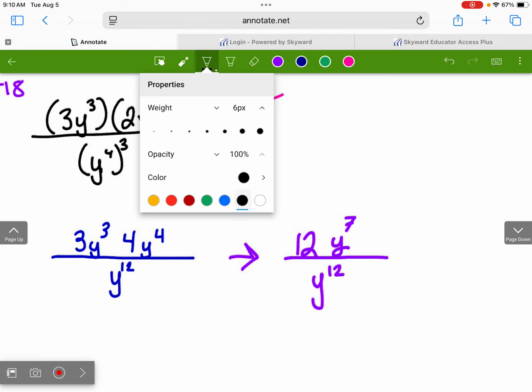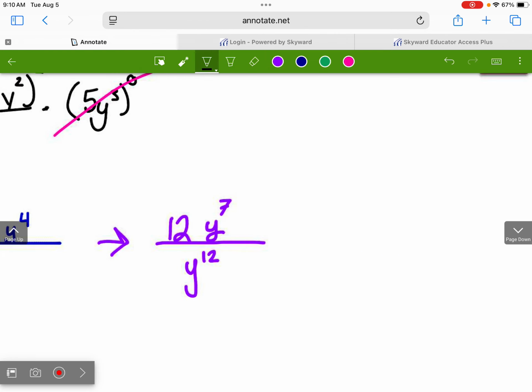Which means our answer here is going to be what? When we finish simplifying this, 12 over y to the, and we do 12 minus 7, because we're going to have 7 of them that cancel out, which would be to the 5th. So we should wind up with 12 over y to the 5th. Cool. Okay. It has lots of little pieces, but just work them individually as we can.